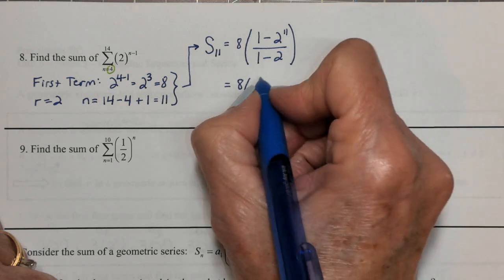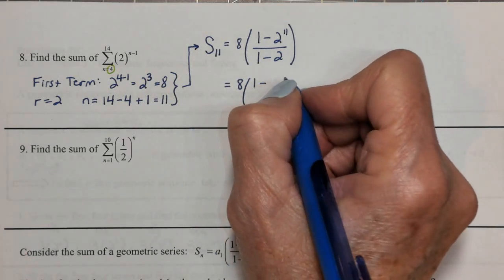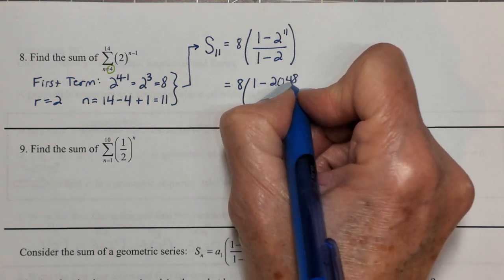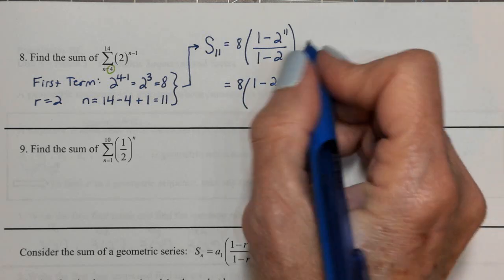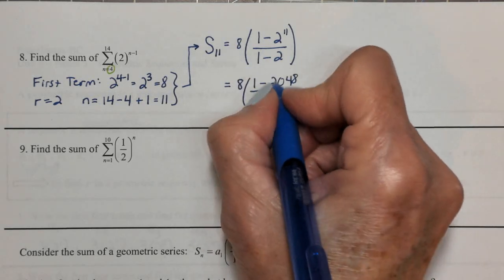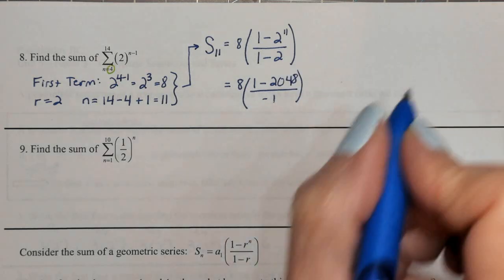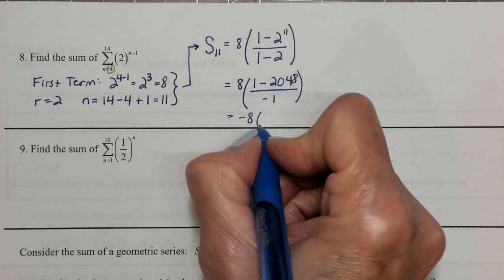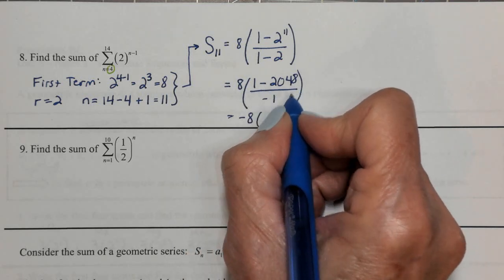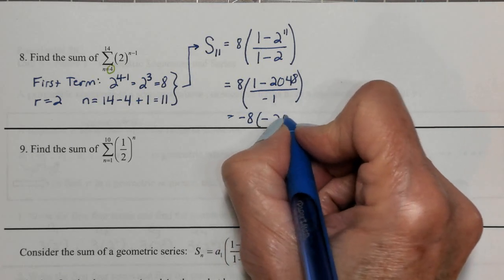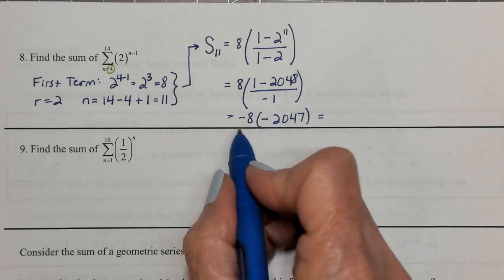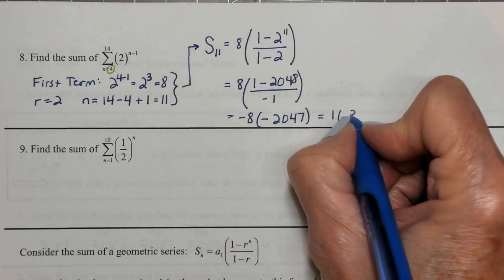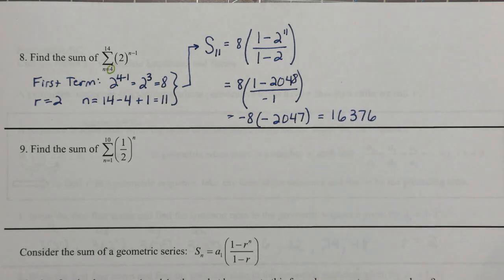Okay, let's clean this up. 1 minus 2 to the 11. 2 to the 11 is 2048. If you don't have that memorized, go off to the side and multiply some 2's together. On the bottom we have a negative 1. That negative 1 is going to make this 8 divided by negative 1 just a negative 8. And then we have 1 minus 2048, that'll be a negative 2047. When we multiply those together, we get a positive, and that turns out to be 16,376. I multiplied that out a little earlier.